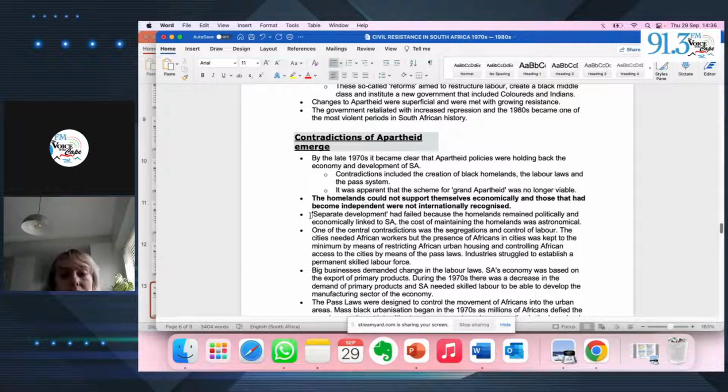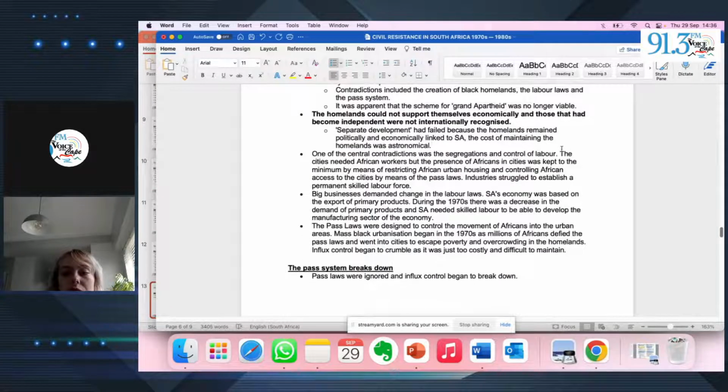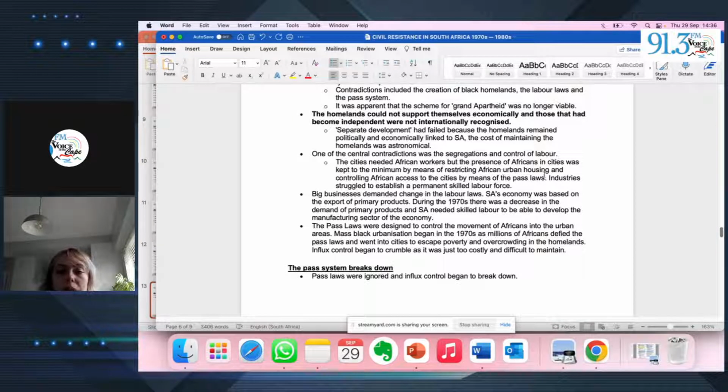Separate development had failed because the homelands remained politically and economically linked to South Africa, and the cost of maintaining these homelands was astronomical. One of the central contradictions was the segregation and control of labor. The cities needed African workers, but the presence of Africans in cities was kept to a minimum by means of restricting African urban housing and, of course, the pass laws. Industries struggled to establish a permanent, skilled labor force.